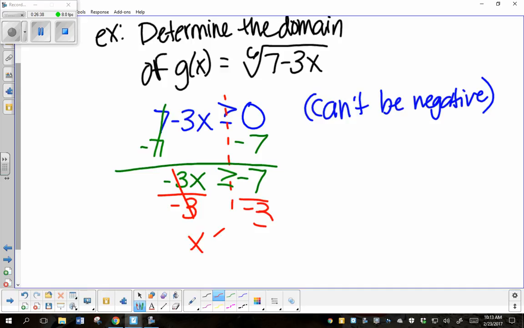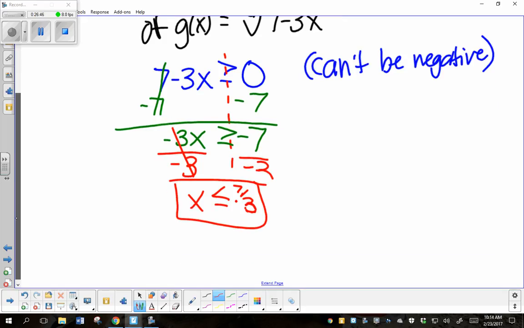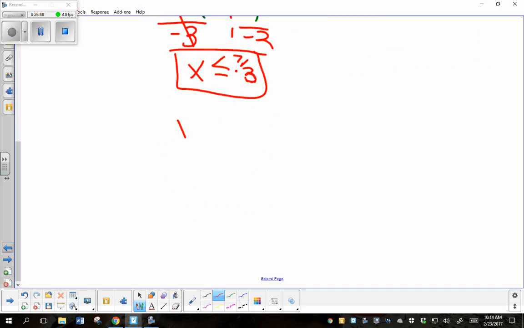Good. So it's x is less than or equal to positive, let's just leave it a fraction, 7/3. Sorry, let me write that again. X is less than or equal to 7/3. So that's how we would write it in the inequality notation.